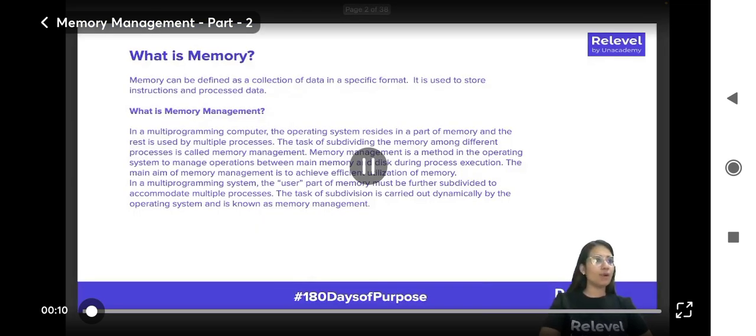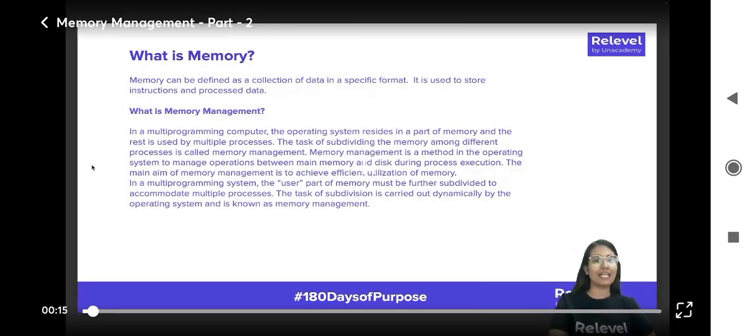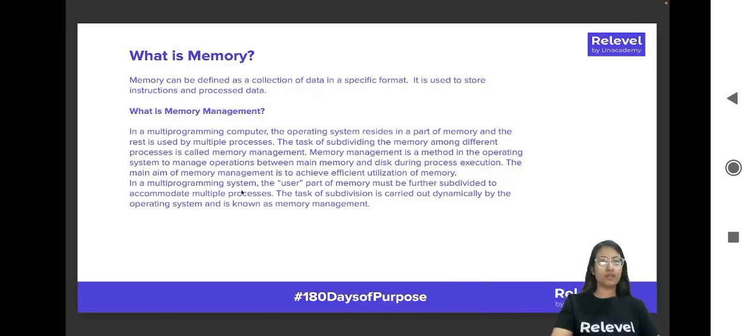Whenever we talk about memory management, before that, we will talk a little bit about what exactly memory is. Memory can be defined as a collection of data in a specific format. Data is put together as a collection, all in a specific format, and it is used to store instructions and some data which has been processed. Computer memory can be defined as a collection of data represented in the binary format.